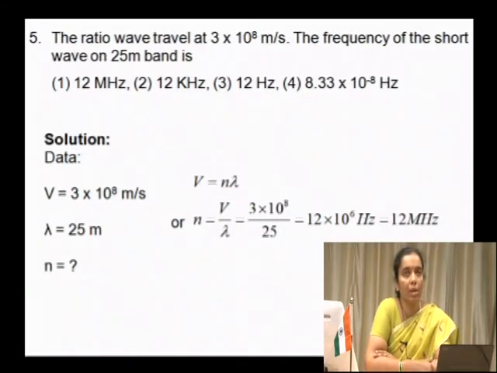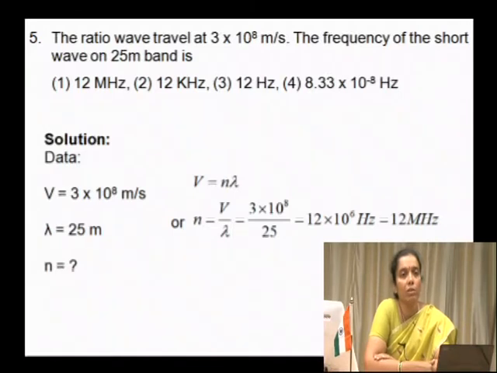The next problem: the radio wave. There is a slight mistake, it is not ratio, it is radio wave. The radio wave travels at 3 into 10 to the power of 8 meters per second. As I told earlier, all electromagnetic waves travel with a velocity of 3 into 10 to the power of 8 meters per second. Examples of electromagnetic waves I listed were radio waves, light waves, microwaves, ultraviolet rays, infrared rays, etc. So, any electromagnetic wave travels with the velocity of light, that is 3 into 10 to the power of 8 meters per second.